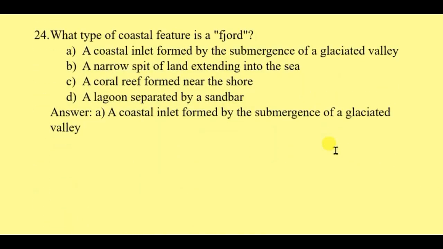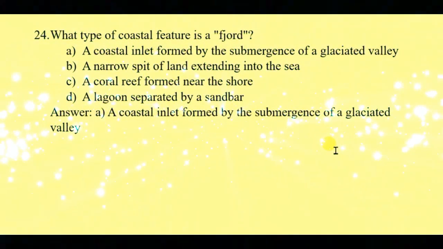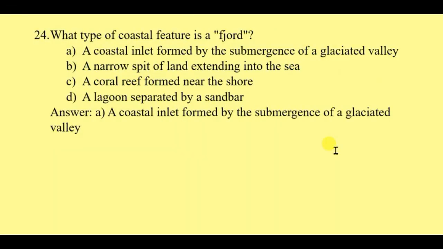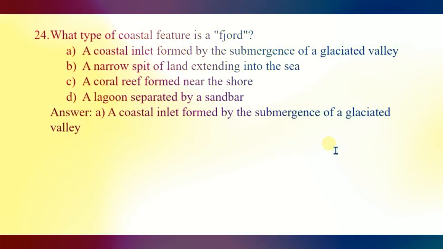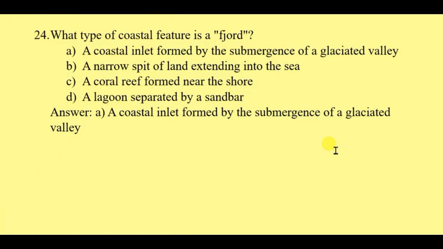Question 24. What type of coastal feature is a fjord? Fjord and fjord are different. A coastal inlet formed by the submergence of a glaciated valley, a narrow spit of land extending into the sea, a coral reef formed near the shore, a lagoon separated by a sandbar. Here the correct answer will be a coastal inlet formed by the submergence of a glaciated valley.